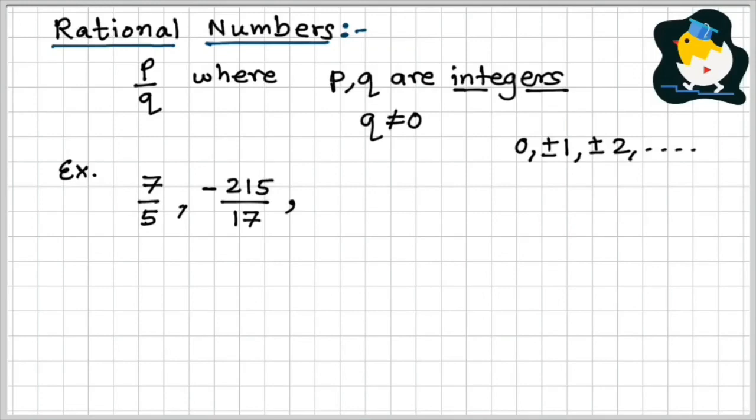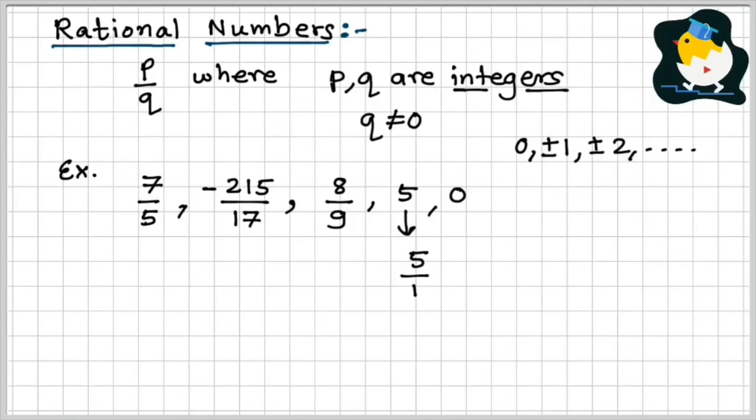Let's write another number. Say if I write 8 upon 9, is it a rational number? Yes, because 8 and 9 both are integers. If I write 5, is it a rational number? Yes. Why? Because this 5 can also be written as 5 divided by 1, where 5 and 1 both are integers. Even we can write 0 is a rational number because 0 can be written as 0 divided by 1.